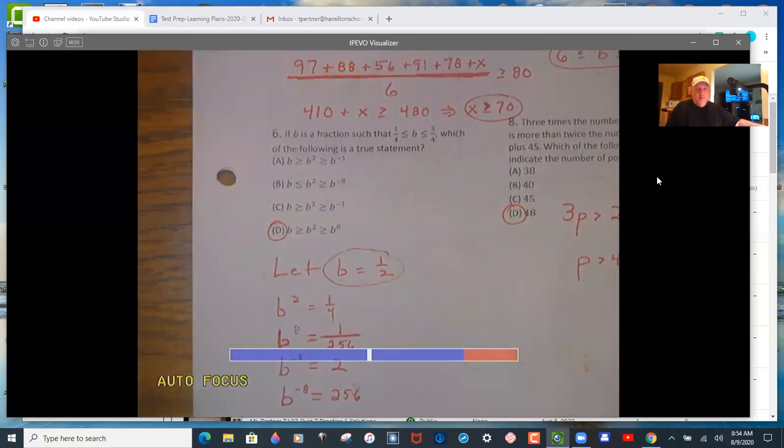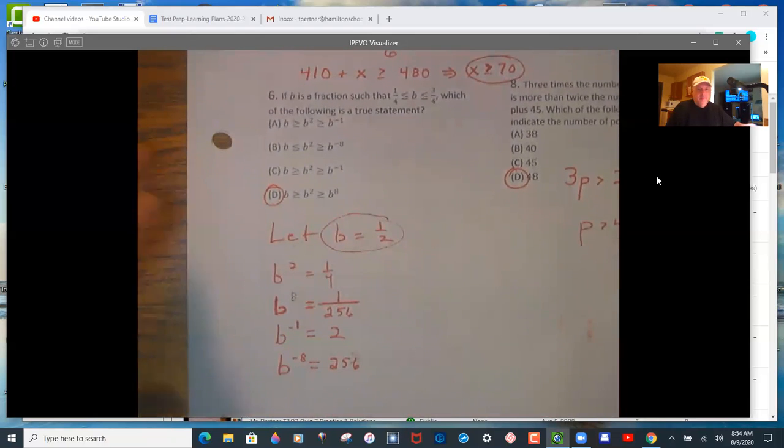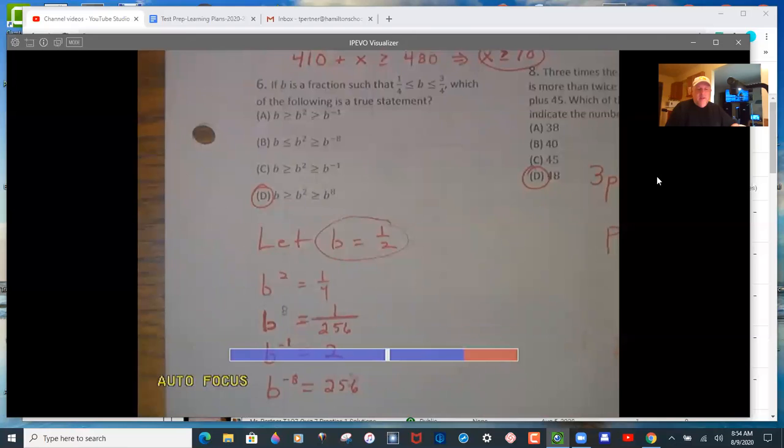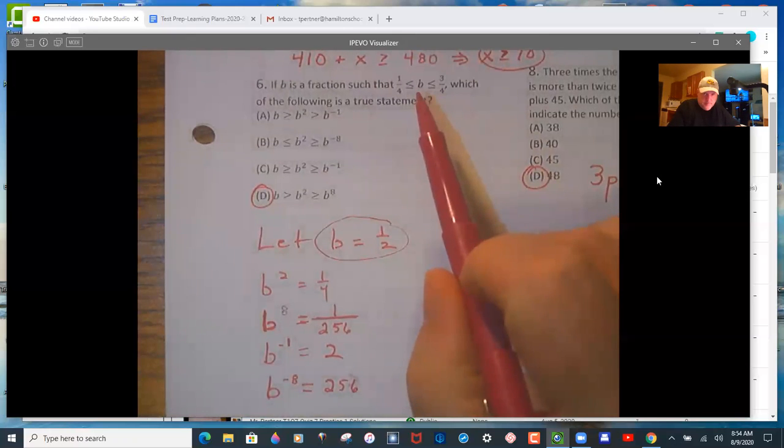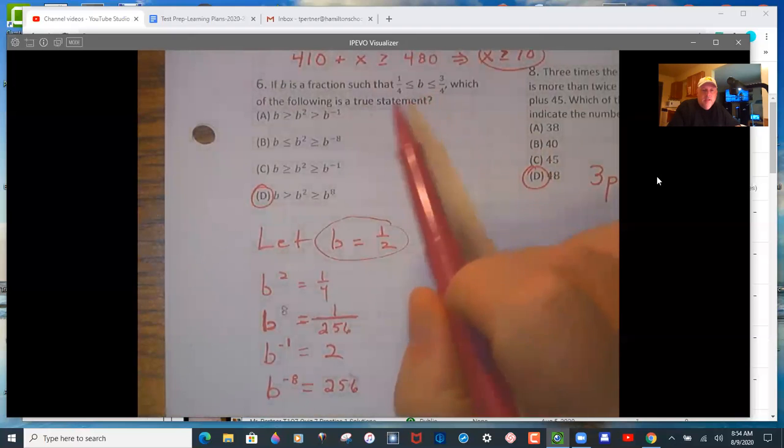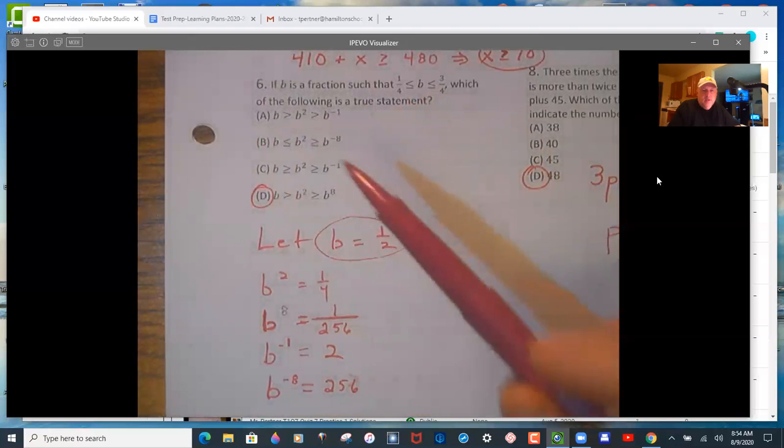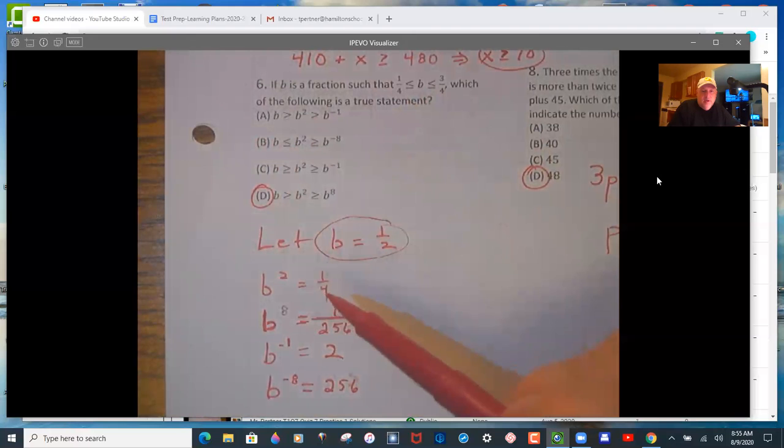Problem 6, great problem, tough problem. But if you play the numbers game and you have your calculator, you can do it. So I'm going to pick b as 1/2 because it fits in between here, and I'm going to run it through. So I'm going to figure out what is b squared, what is b to the minus 1, what is b to the minus 8, and what is b to the 8th. I need to know what all of these are.